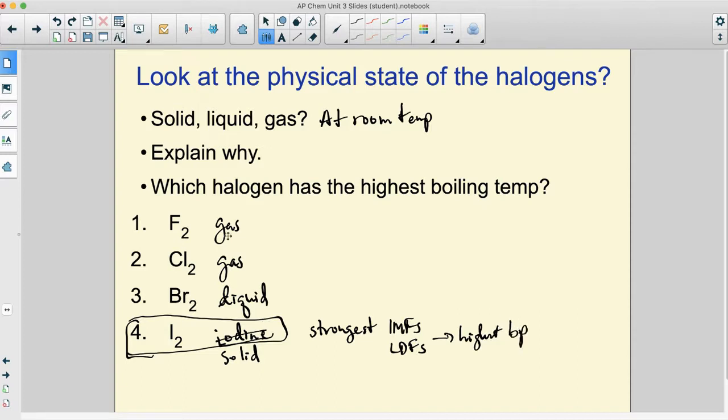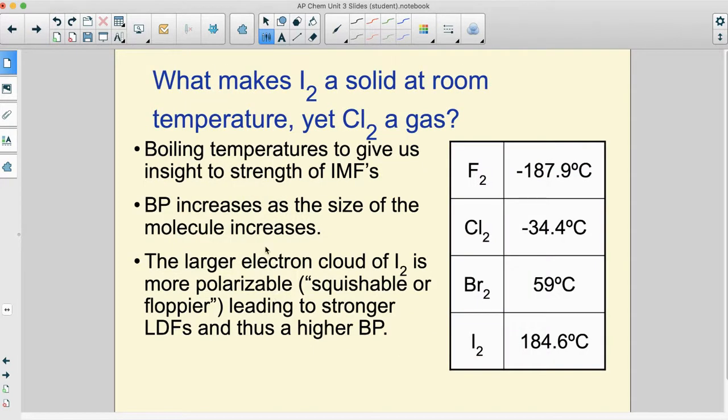It's always good to identify the IMFs in each of these substances and write them down in the beginning so that you can compare and figure out what is causing the difference in the boiling point or some other property that they ask about. Here again, iodine's boiling point is much, much higher than fluorine's because it's so much more polarizable and it has a much larger electron cloud, so its LDFs are much stronger.